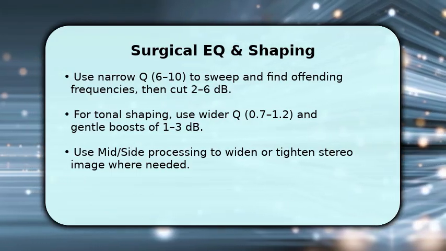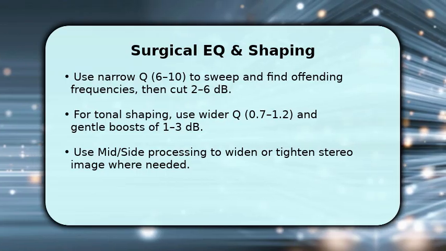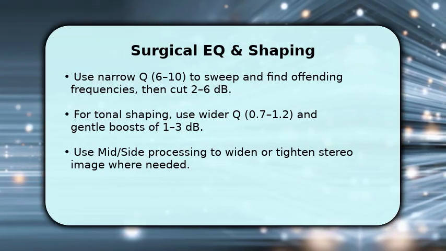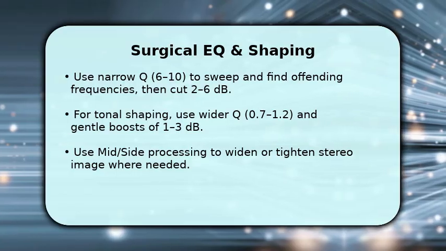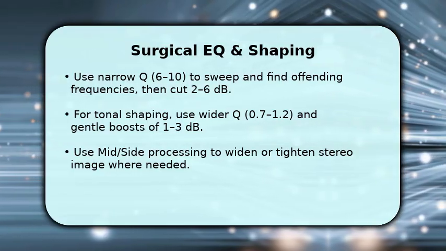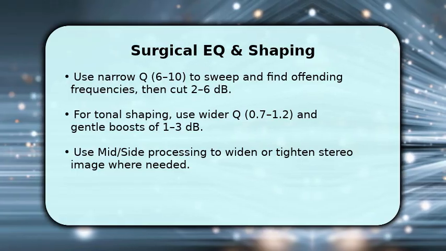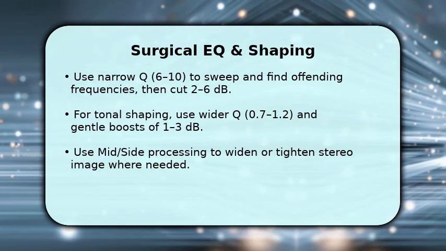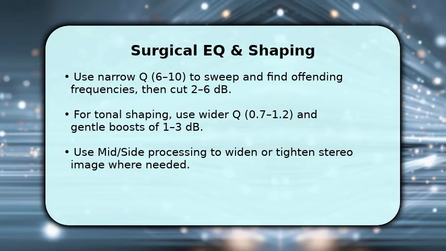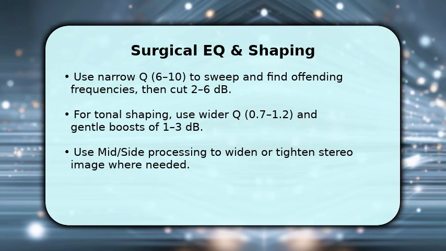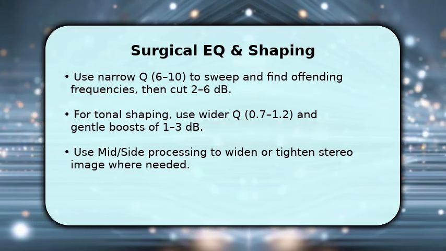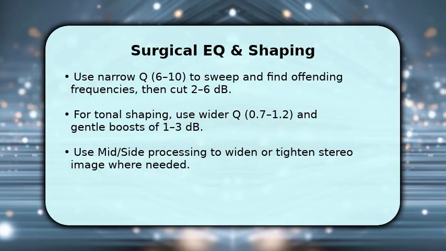For tonal enhancement, switch to wider Q and gentle boosts. This adds presence without sounding unnatural. Also, make use of mid/side modes to treat center and sides differently. This helps keep vocals focused while giving instruments stereo width. Finally, engage dynamic mode on bands if transient-dependent control is required.